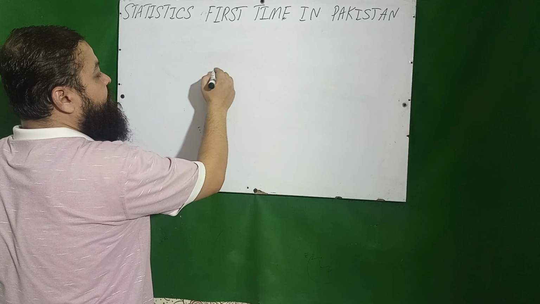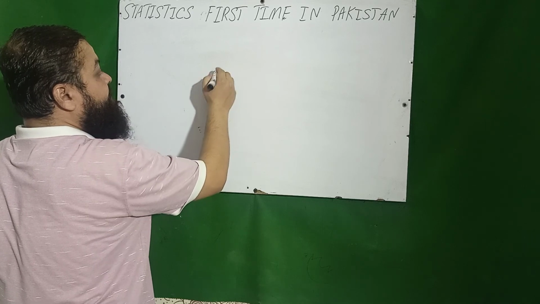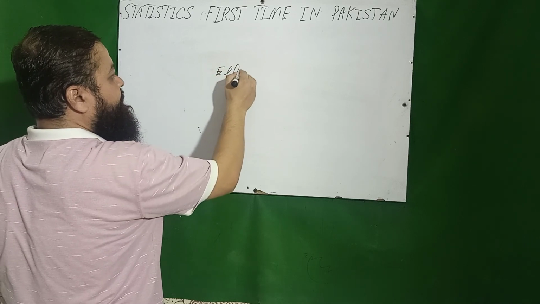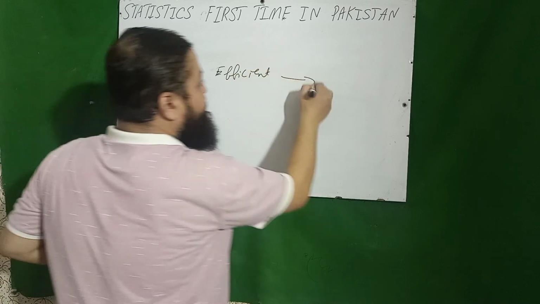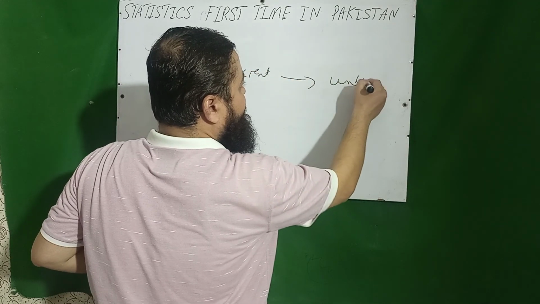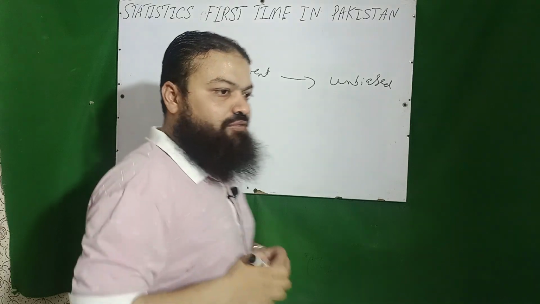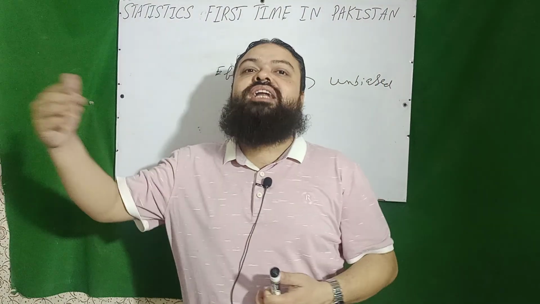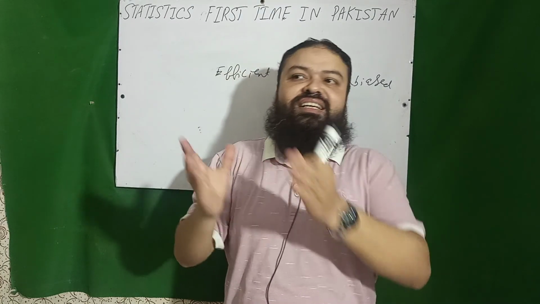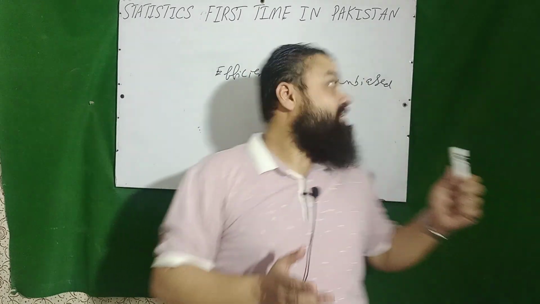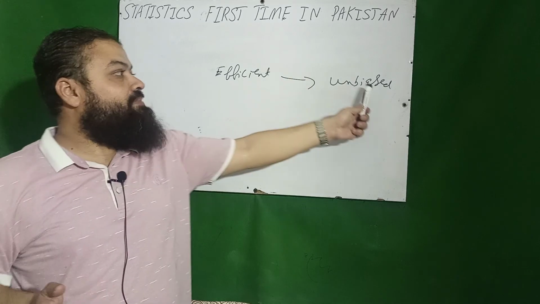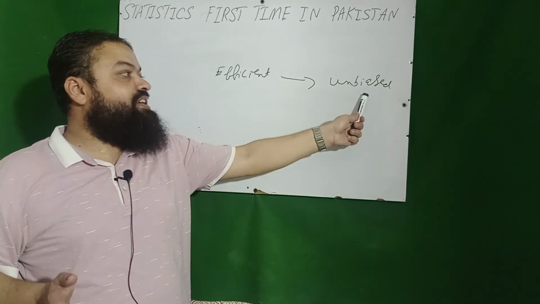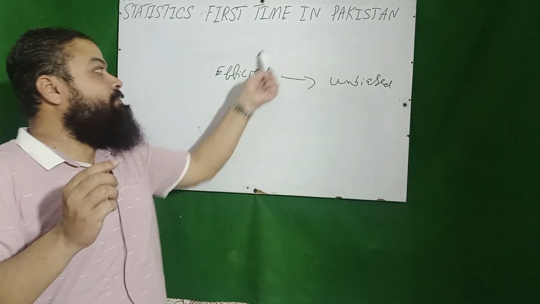If an estimator is efficient, it must be unbiased. For efficiency, the estimator must be unbiased, but for unbiasedness, it is not necessary that the estimator be efficient; it may or may not be efficient.